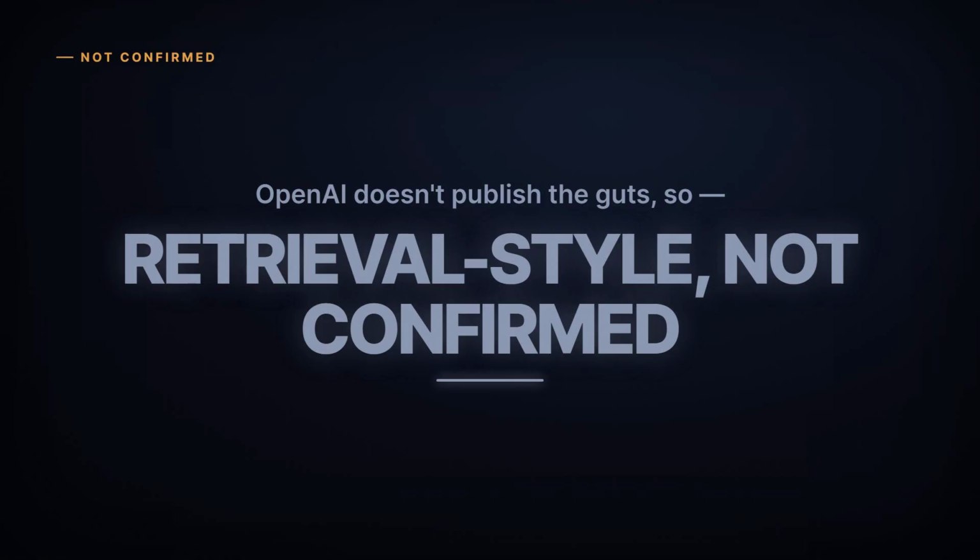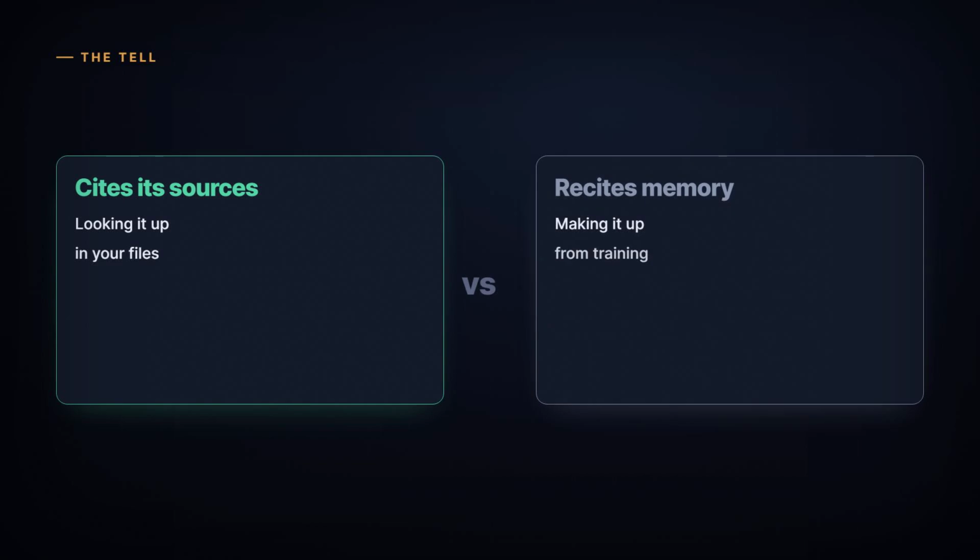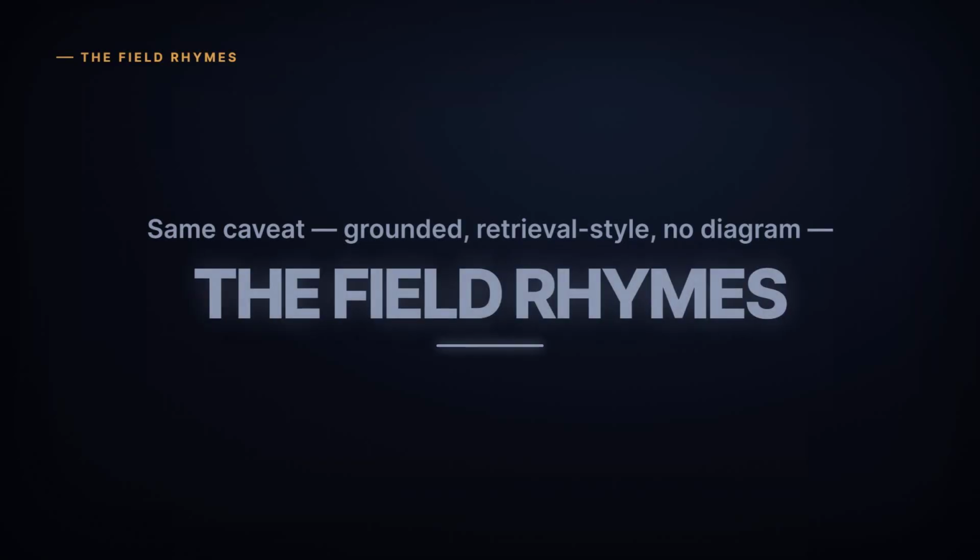Same pattern, Google's side of the fence. Gemini does the same move inside Google Workspace. Ask Gemini in Drive and it grounds its answers on your Drive, your Docs, your Gmail, and tellingly, it cites its sources, a telltale sign that it's looking the answer up in your files, not reciting it from training memory. Plus, the same big context window for chewing through a single, long document. Same honest caveat. Google frames it as grounded, retrieval style. They don't hand you the architecture diagram either.